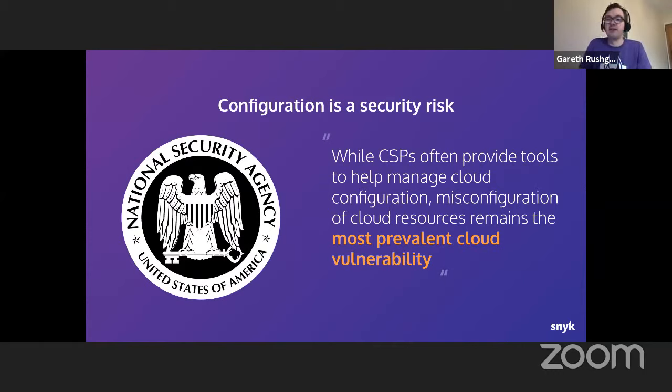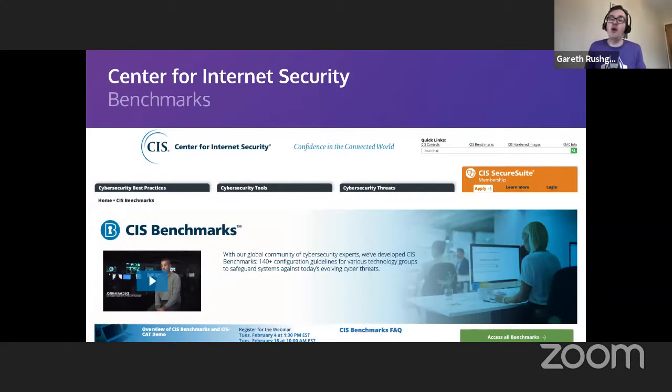Even the US government, from a recent report, was saying that while cloud service providers often provide tools to help manage some of these risks, misconfiguration of cloud resources remains the most prevalent cloud vulnerability. It's a problem, and it's leading to exploits, and it's leading to high profile exploits. So hopefully you buy the problem side of it, which will shift us more onto, okay, so what can we do about this?